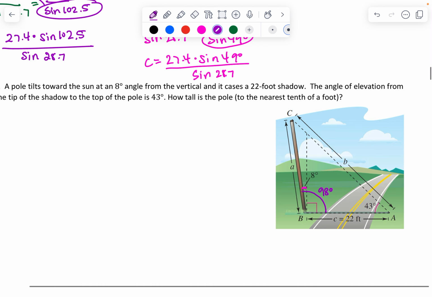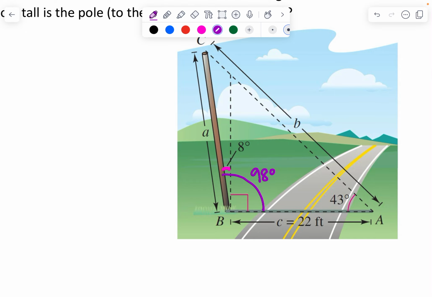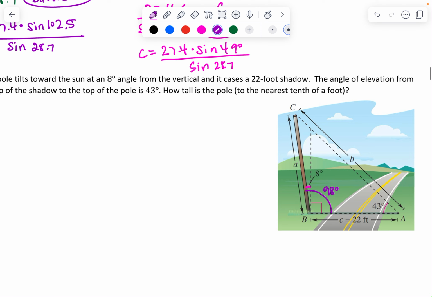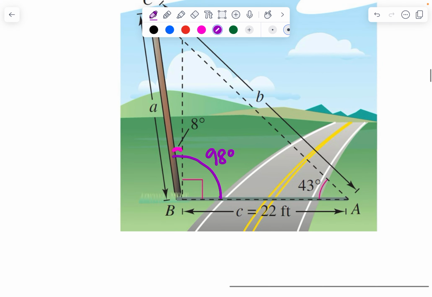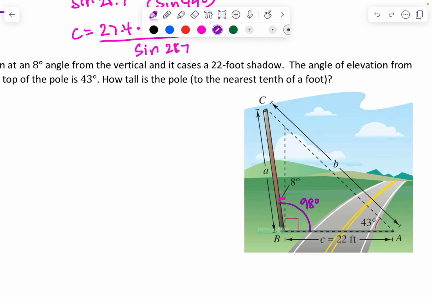Okay, then it says it casts a 22-foot long shadow. That's our C value down here, labeled as C. The angle of elevation from the tip of the shadow to the top of the pole is 43 degrees. I don't know if you could see that in your picture, but it was indicated that this angle A right here is our 43 degrees. So I can see that my side is C, so I need to figure out what goes with the angle that goes with this side. So I do 180 minus 98 minus 43, which gives us that this angle up here is 39.